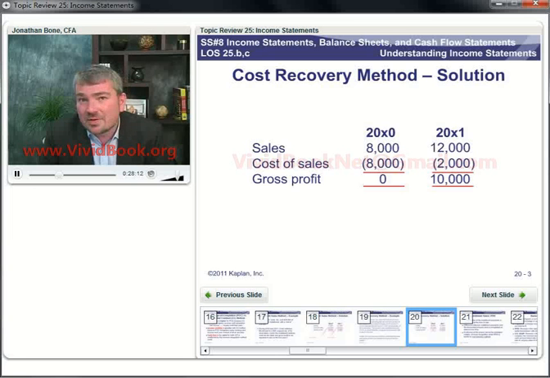All that's happened with cost recovery is we have delayed recognition. So we're not recognizing it until X1, whereas of course under the installment method, some was recognized in X0, some was recognized in X1.